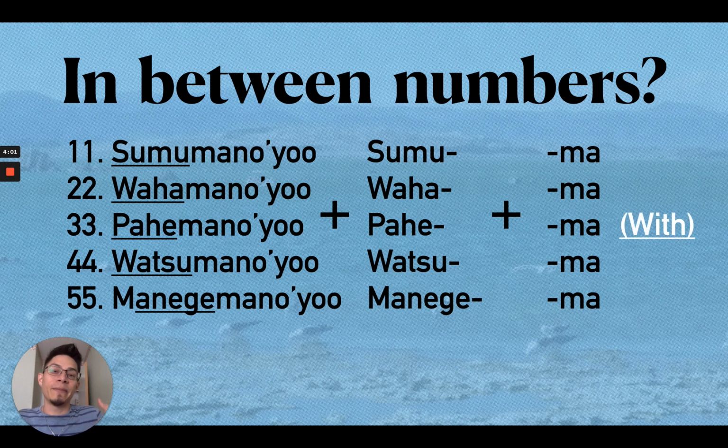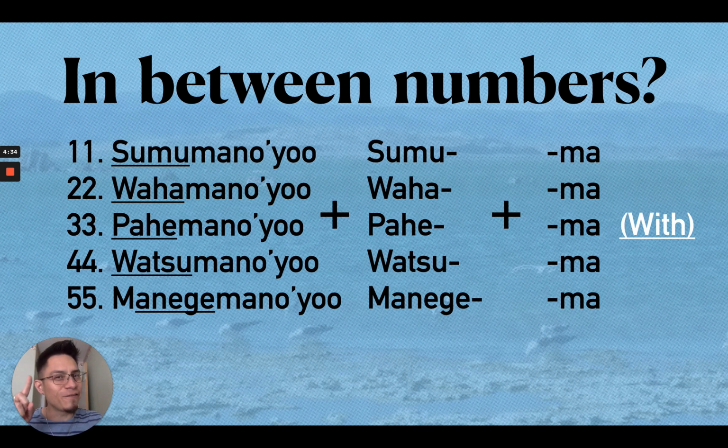Ma is a suffix that means with. So essentially, if you look at that top line, 11, what you're doing is saying you have 10, seme mano'yu, with 1. 10 with 1 means 11. Or 22, you have waha mano'yu, which is 20. Wahama is with 2. So 20 with 2. Pahi mano'yu is 30. Pahima is with 3, etc.